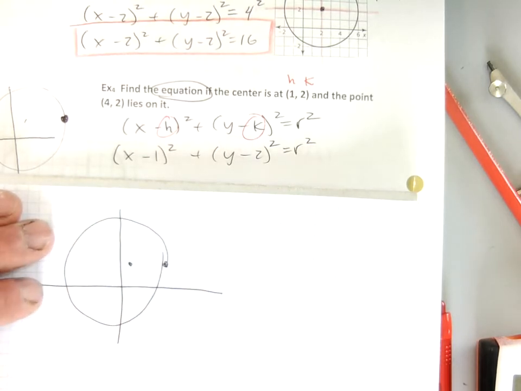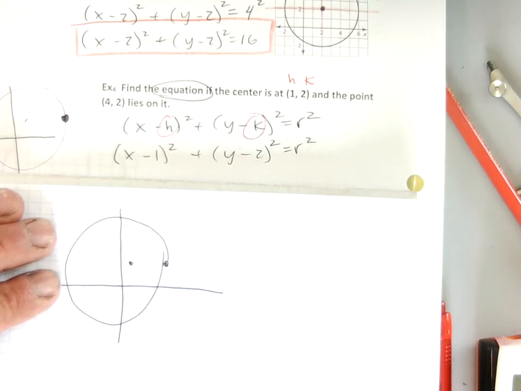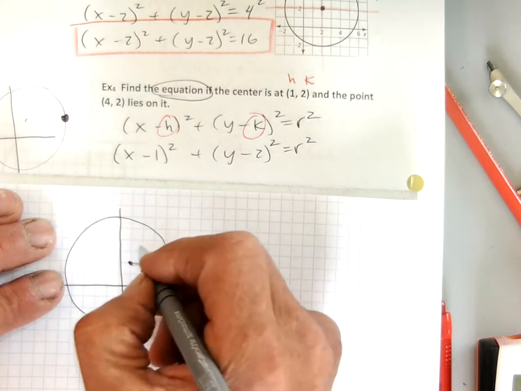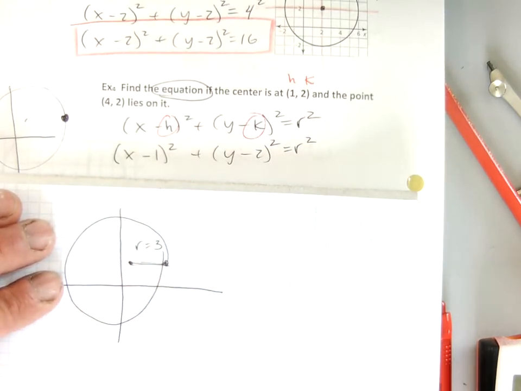Oh, that's a lousy circle. That's terrible. Hey, Michael, does that answer your question? Yeah. But what's the radius? 3. Okay, so the radius is 3.